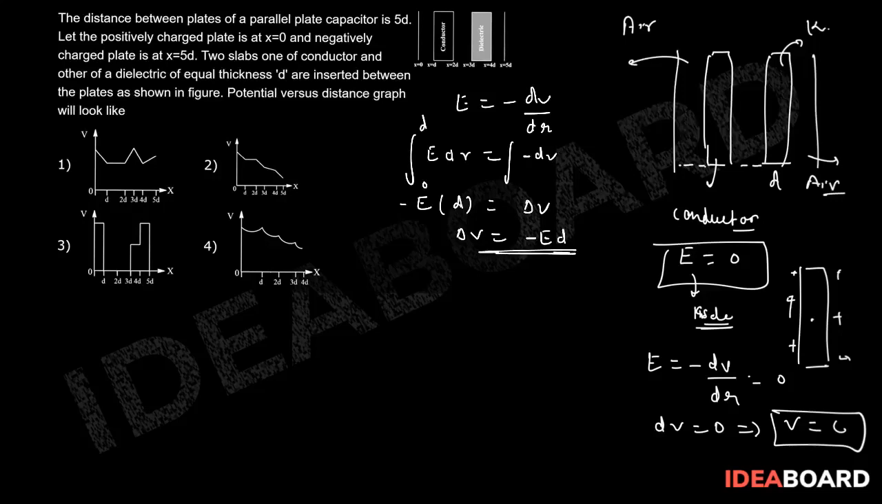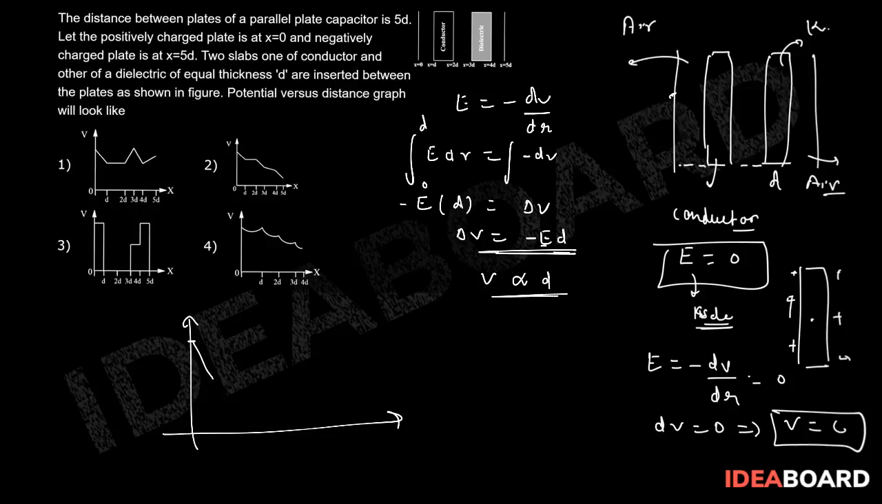That means the potential is actually dropping. Initially, suppose at this plate the potential will be maximum, some value. From there it will drop. So clearly you can see that V is proportional to d, and because the slope is negative, it will drop like this only.